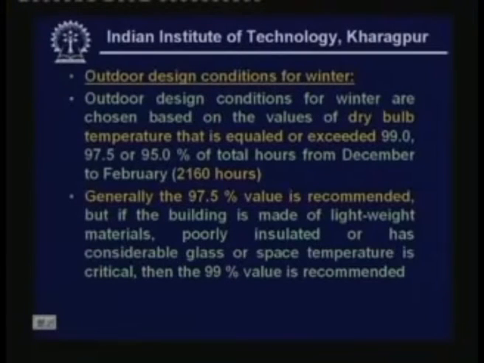And generally the 97.5% value is recommended if no special requirement exists. But if the building is made of lightweight materials, if the building is poorly insulated, or if it has considerable glass, or the space temperature is critical, then the 99% value is recommended. Okay, so when some special situations exist, then we can go for the 99% value. 99% value means the installed capacity will be slightly higher than that of the 97.5% value.